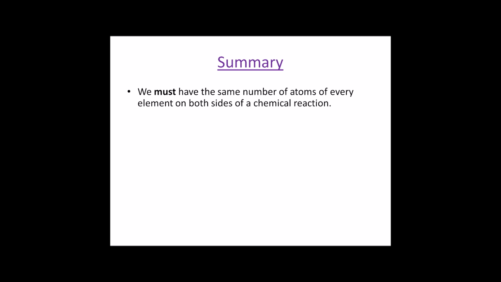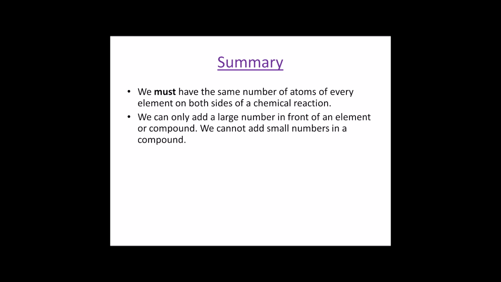So, little summary then. We must have the same number of atoms of every element on both sides of a chemical reaction. We can't create or destroy any atoms or any elements. We can only add a large number in front of an element or a compound. We cannot add small numbers, the subscript numbers, within a compound. Okay, that would be changing what the compound is, and we can't do that. So for example, H2O can become 2H2O, but never H2O2. Remember about the poor guy who went in and ordered a glass of H2O2 and then passed away.